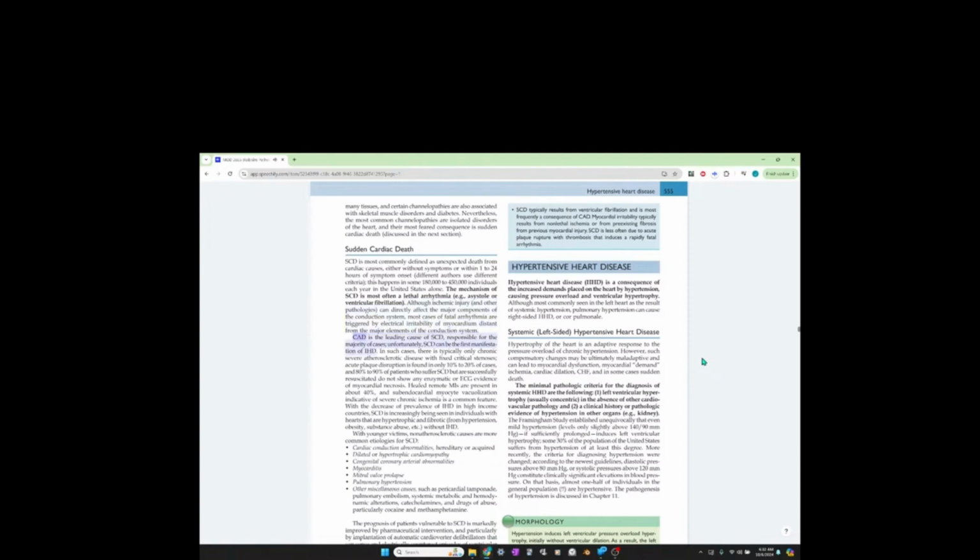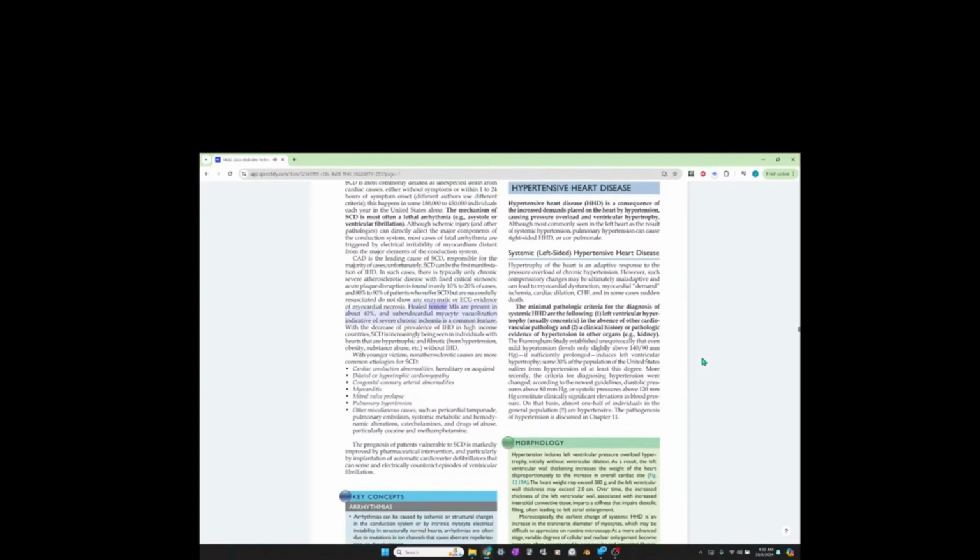CAD is the leading cause of SCD, responsible for the majority of cases. Unfortunately, SCD can be the first manifestation of IHD. In such cases, there is typically only chronic severe atherosclerotic disease with fixed critical stenosis. Acute plaque disruption is found in only 10% to 20% of cases, and 80% to 90% of patients who suffer SCD but are successfully resuscitated do not show any enzymatic or ECG evidence of myocardial necrosis. Healed remote MIs are present in about 40%, and subendocardial myocyte vacuolization indicative of severe chronic ischemia is a common feature.